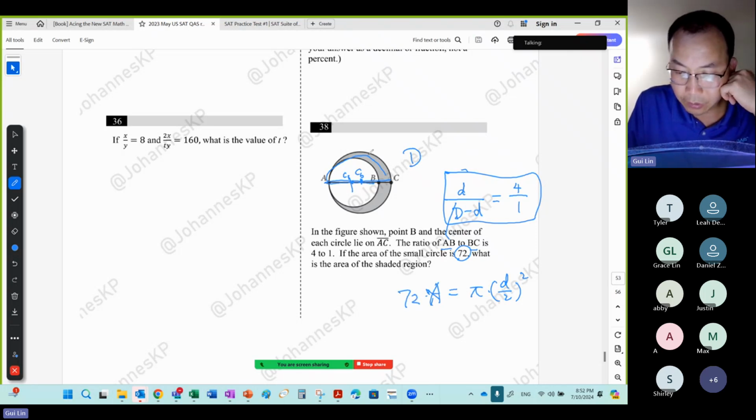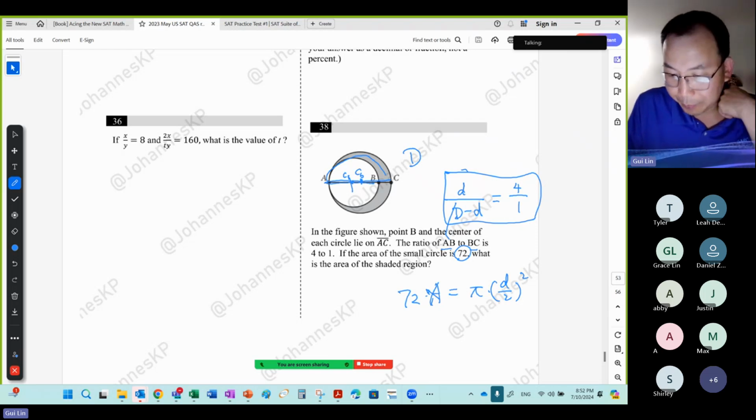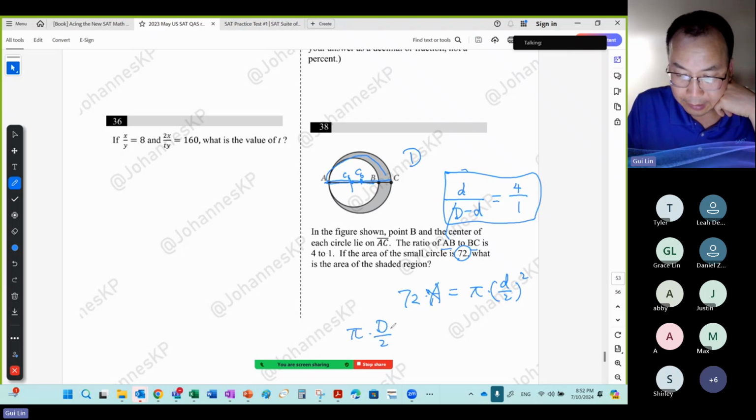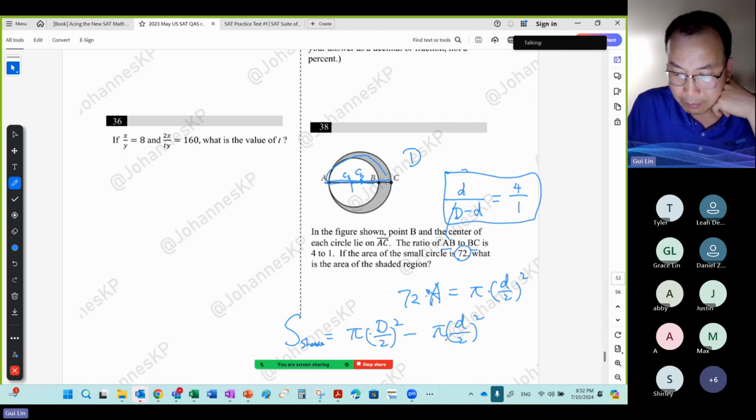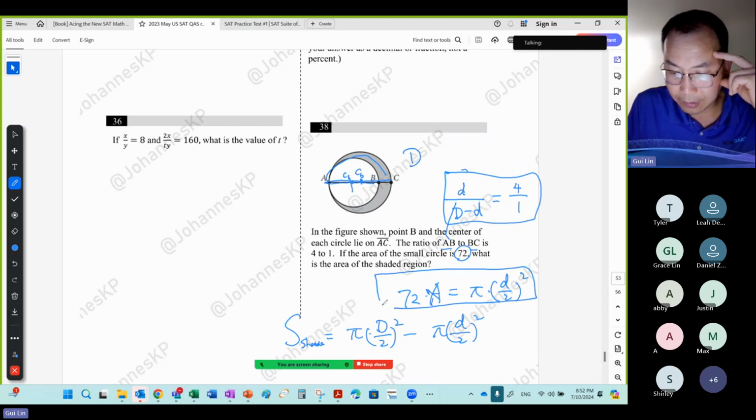When we find the shaded region, we need to find the big circle area minus the smaller one. So for the big circle, we need pi (D over 2) squared minus pi (d over 2) squared. So the shaded area will be big circle minus small circle. But we can only find out this one, and we have a second equation here.